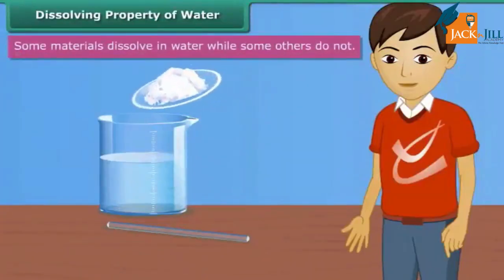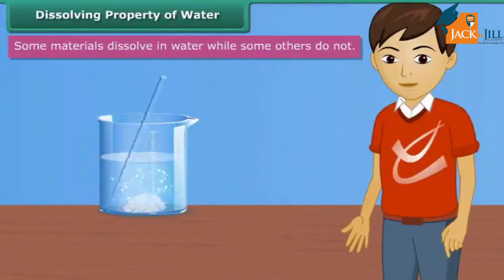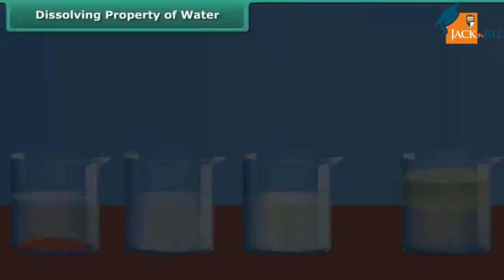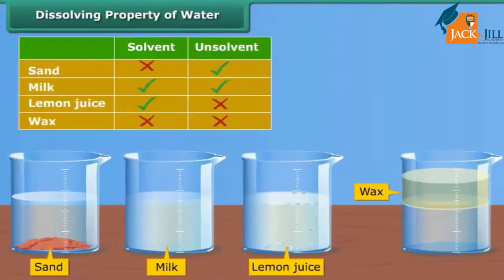Water is a universal solvent. It dissolves many things, but there are certain items that do not dissolve in water. Collect sand, milk, lemon juice, and wax. Also take some sugar and salt. Try to dissolve these materials in water separately. Make a table of your observations. Compare your observation table with the table shown on screen.